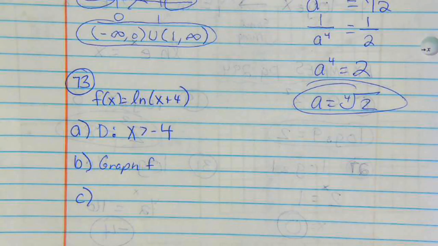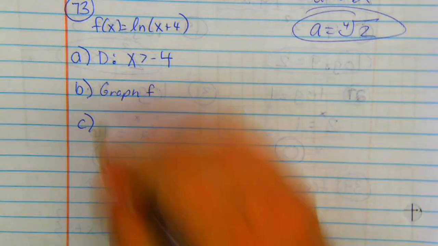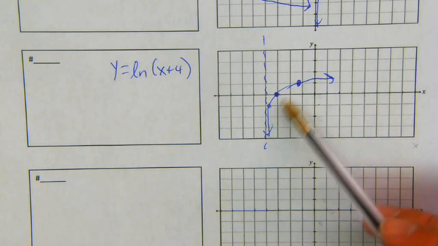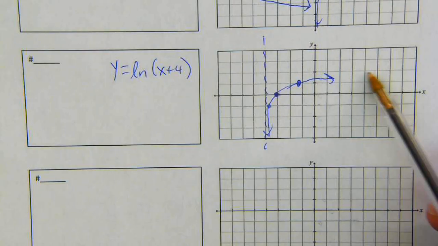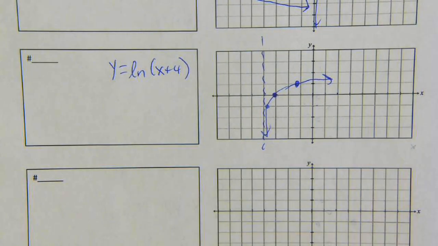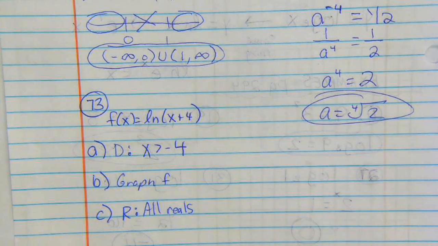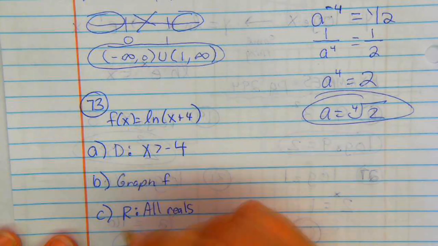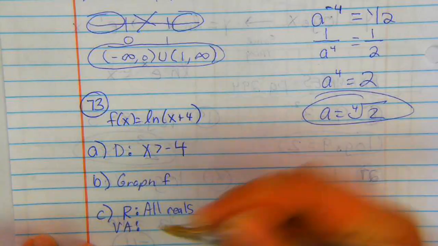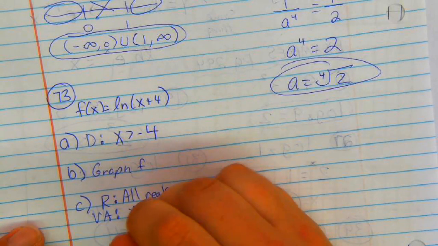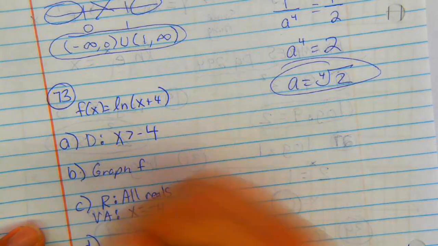now I move on to part C, which says, from the graph, determine the range and asymptotes. Okay, so the range, well, this is going down forever, and really it is going up forever. It's just getting to forever slowly. So the range is all reals. And the vertical asymptote, we can see right here, is x equals negative 4. So that shouldn't be bad to answer.